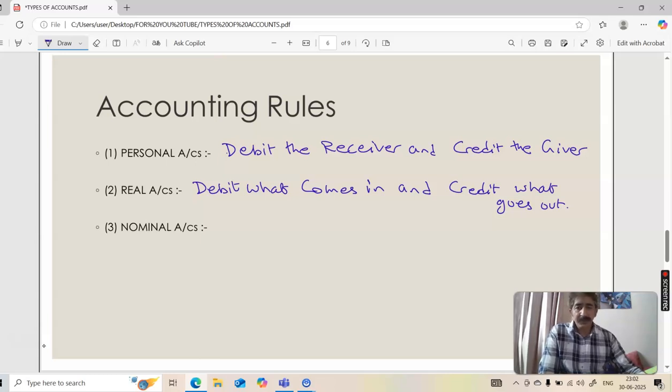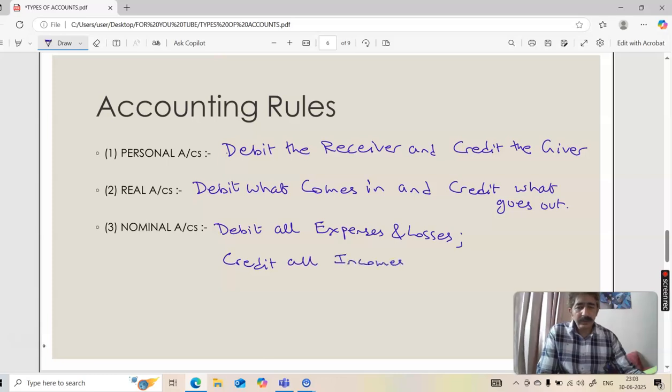Okay, right now you have to learn nominal accounts. Nominal accounts, if you remember, are the accounts related to expenses, losses, incomes and gains. So let's start with the rule. Debit all expenses and losses, credit all incomes and gains. So now you can take a screenshot of this, and I'm sure these are in your textbooks as well.